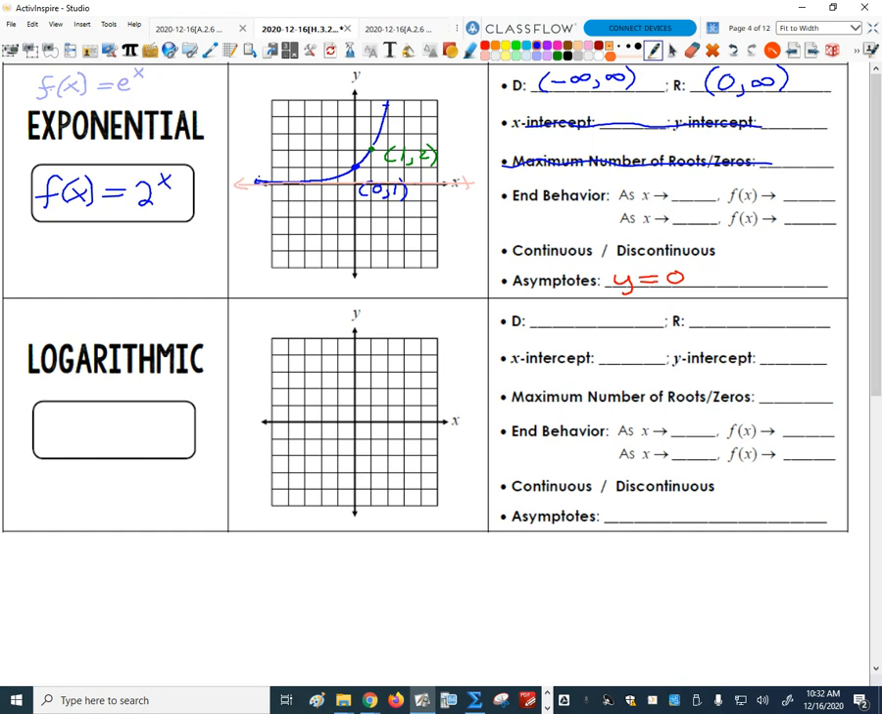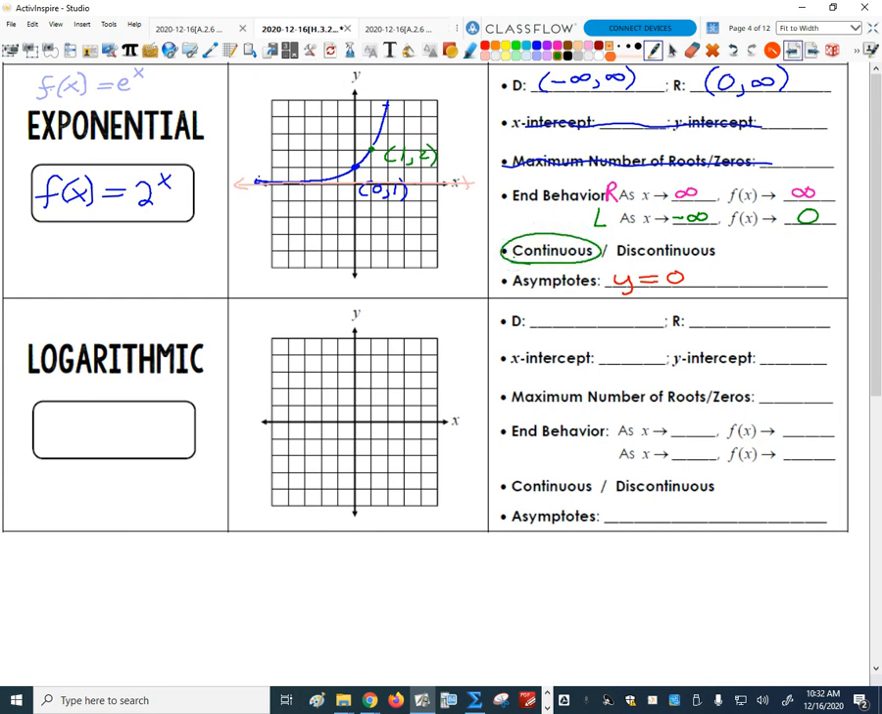Sarah, what about end behavior? So what is my right end behavior on this one? As x approaches infinity, y approaches infinity. Okay, and my left end behavior? As x approaches negative infinity, y approaches 0. There you go. Good. Continuous or discontinuous? Continuous. Continuous, yes.